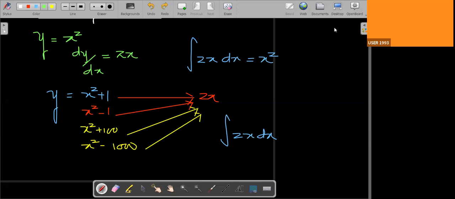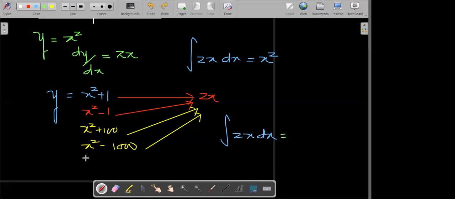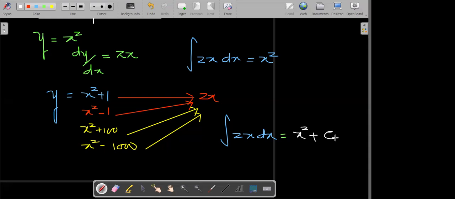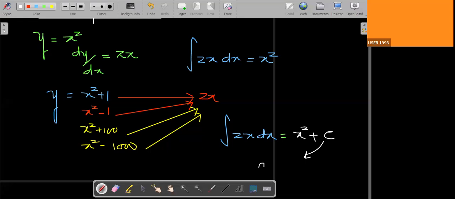So what are we going to get for the integration of 2x out of this list? Which one? All of them. All of them are possible. So you should write the general form, which is x squared plus a constant. You see that? x squared plus C. This C is called the arbitrary constant.